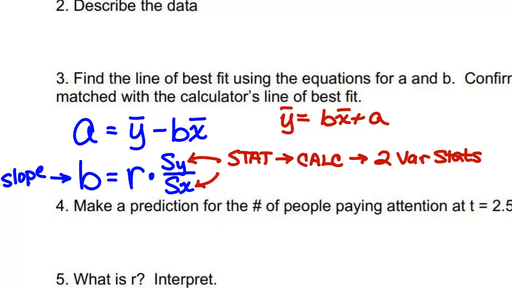Once you've found A and B, you're supposed to confirm that it's the same thing when you do stat calc option 8. You should get the same things, or approximately the same things, for A and B. I want you to use that equation to make a prediction for the number of people paying attention at 2.5 hours. And I want you to find and interpret R.